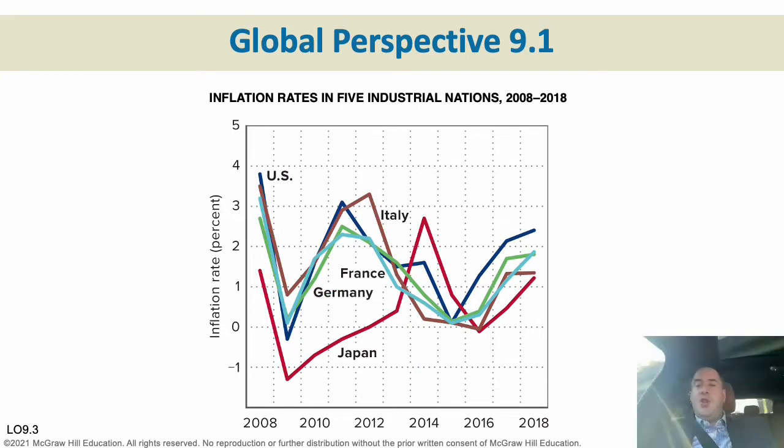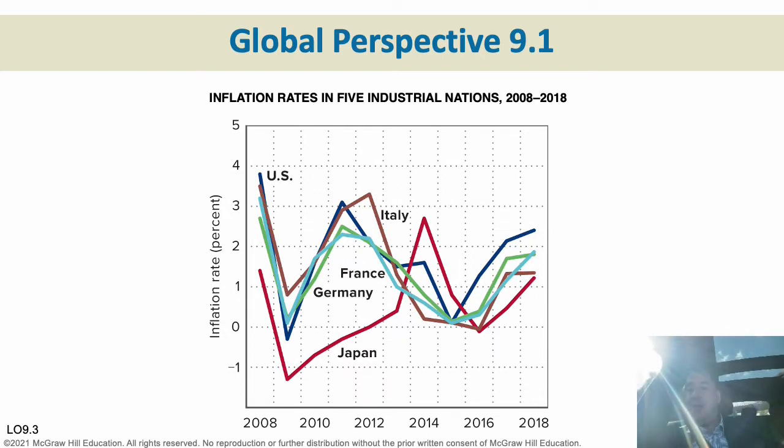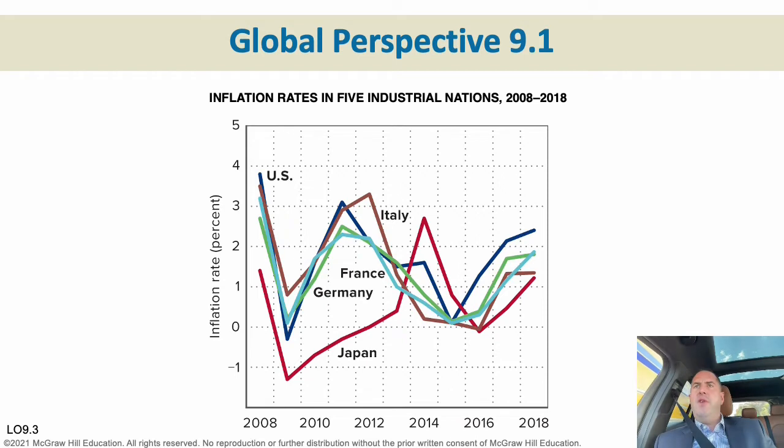The global perspective shows the inflation rates of 5 different countries. You can see that the U.S. inflation rate has been generally slightly higher than the other countries. That could be because of faster growth. If you have faster GDP growth, you're likely going to have greater inflation.